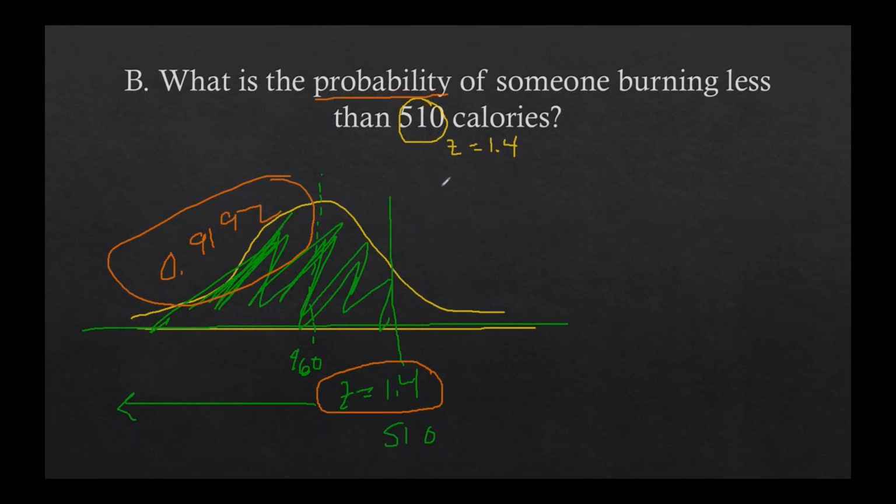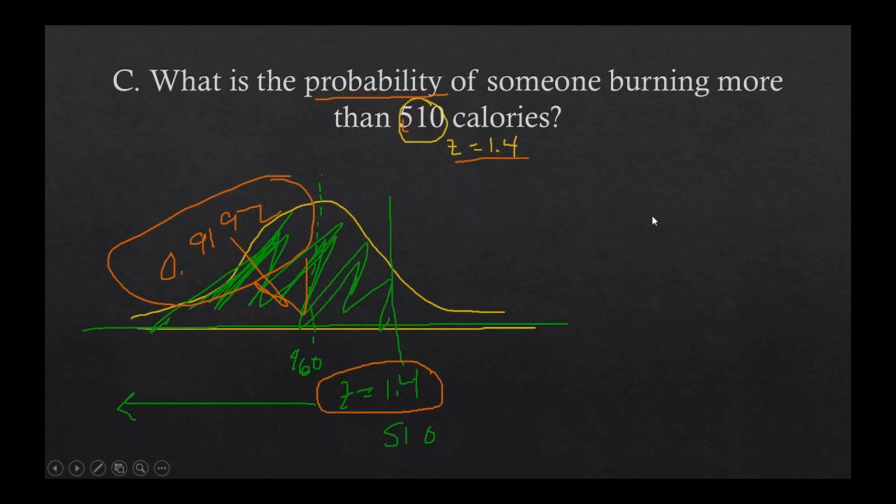Okay. So z-scores allow us to really locate on our normal distribution where our value lies. And then using the table, that z-score allows us to find the probability of less than or greater than that value. So we found from the previous problem that 510 corresponded to a z-score of 1.4. From our table, we know that 1.4 corresponds to an area of 0.9192. The area is equal to the probability. Those two things are the same. Now, that leads us then to the next question, which is what is the probability of somebody burning more?